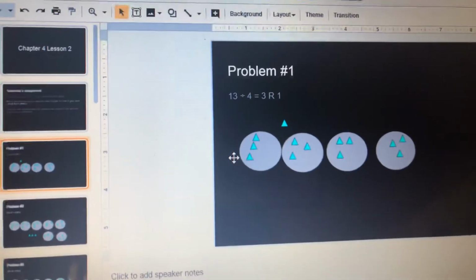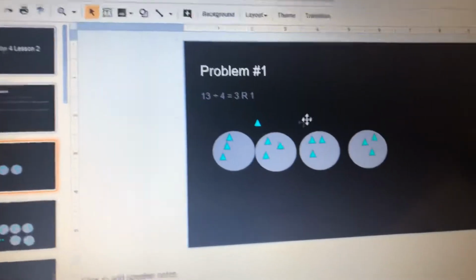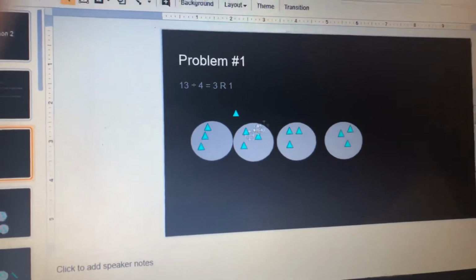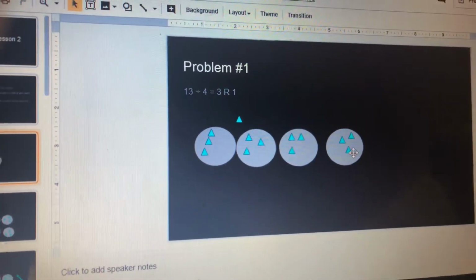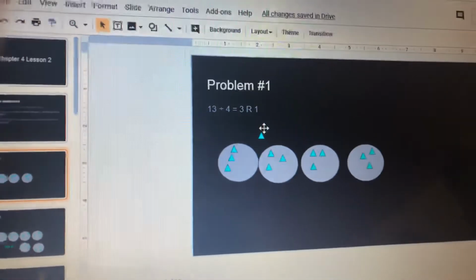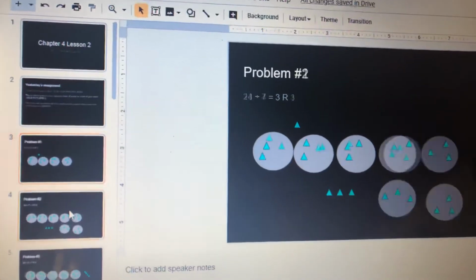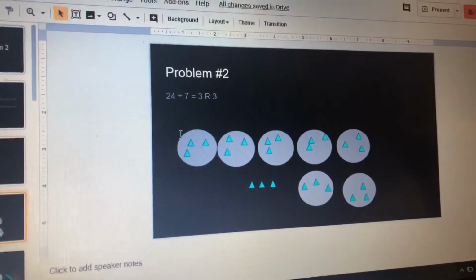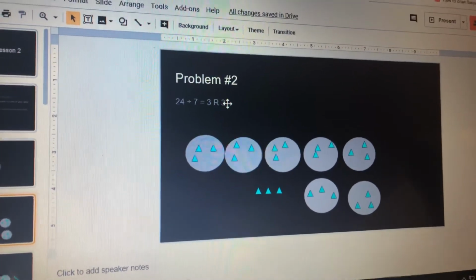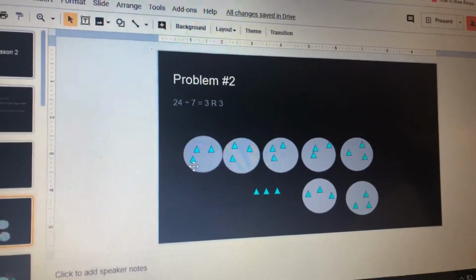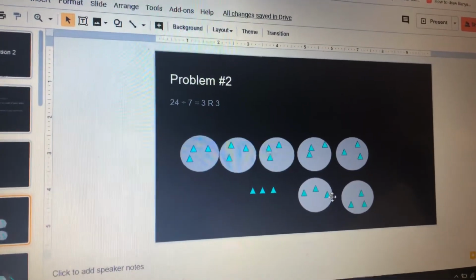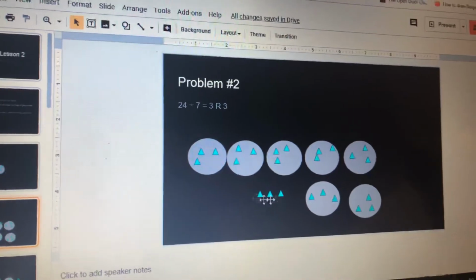Okay, so problem 1. 14 divided by 4 is 3, remainder 1, excuse me. So you should have had 4 circles, 3 in each circle, with the remaining balance of 1 right there. Next problem was 24 divided by 7. Your answer should have been 3, remainder 3. There should have been 3 triangles or whatever you used in each circle. You should have had 7 circles total with 3 outside of the circle.